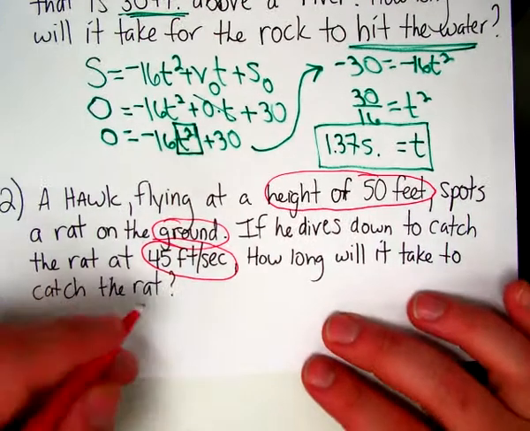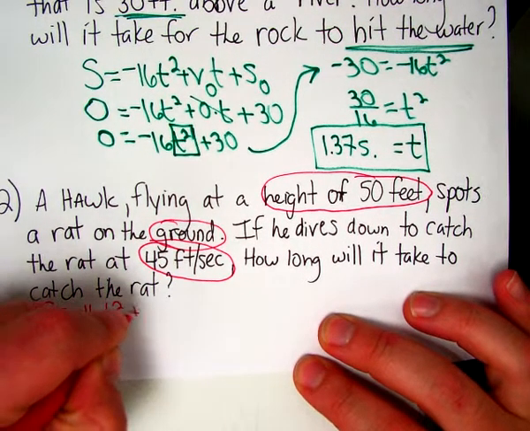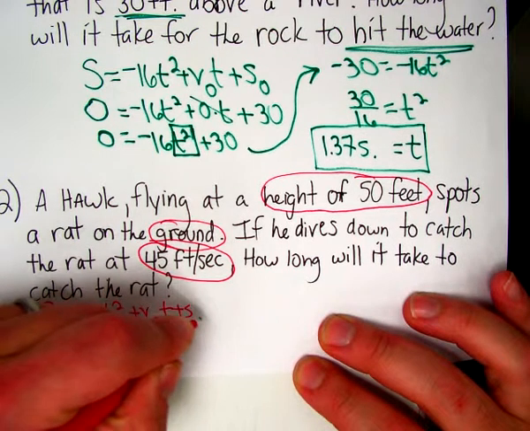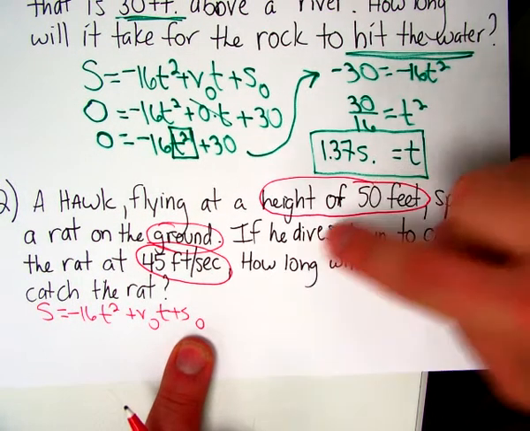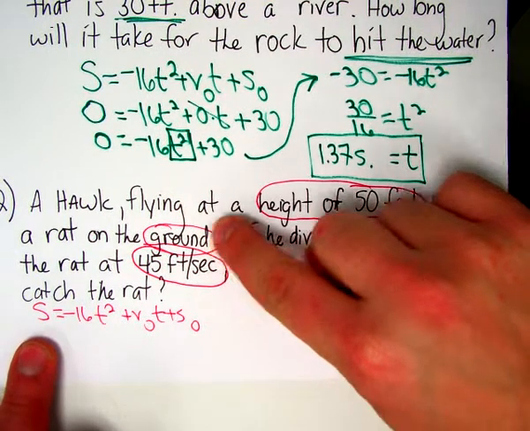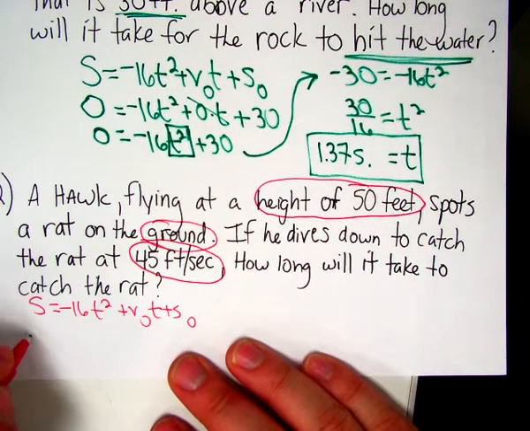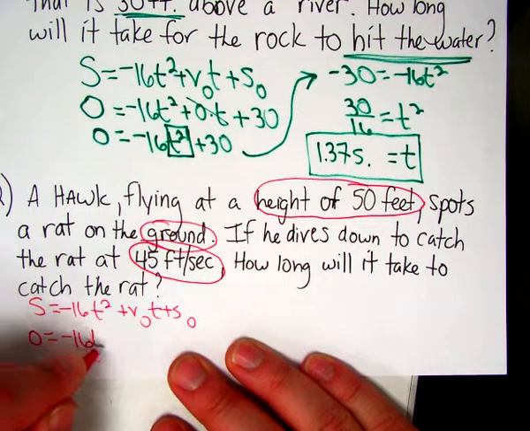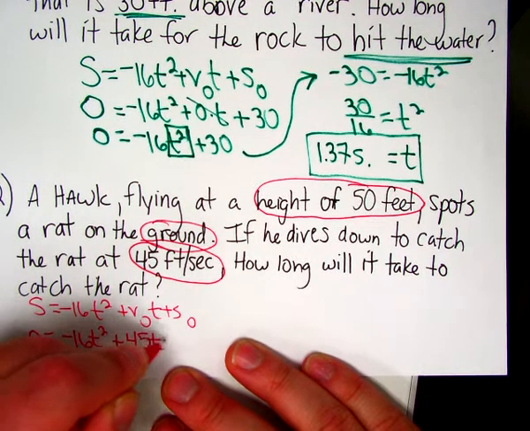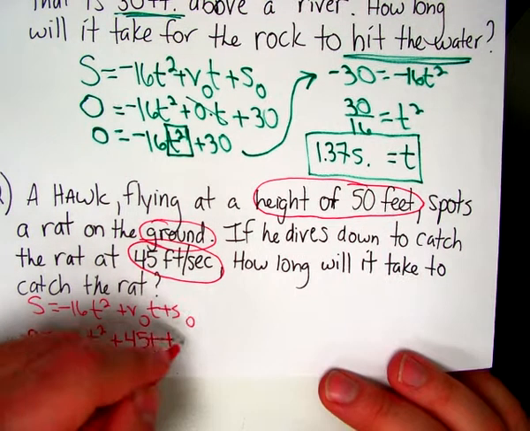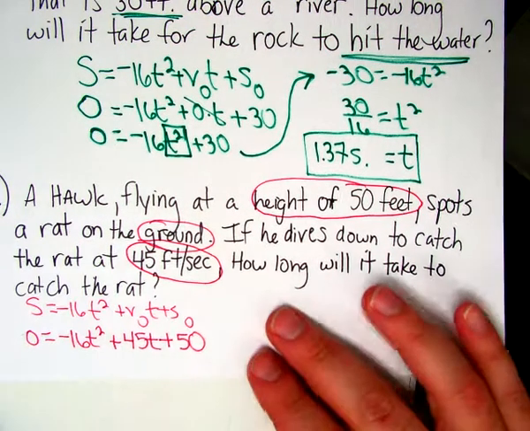So we have s equals negative 16t squared plus v sub naught t plus s sub naught. Again, starting height is 50. Ground is our ending height. 45 is our initial velocity. So what that's going to look like if we put it all together is 0 equals negative 16t squared plus 45t plus 50. Okay? So how are we supposed to solve this?